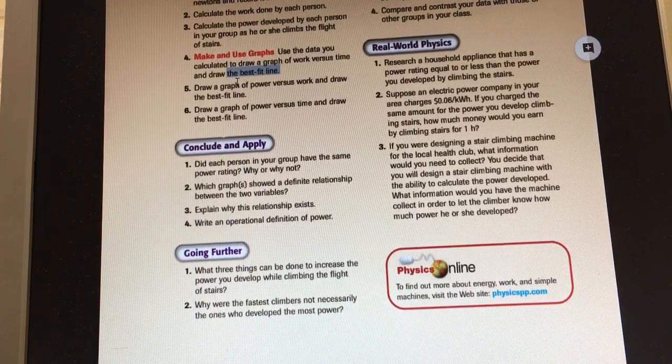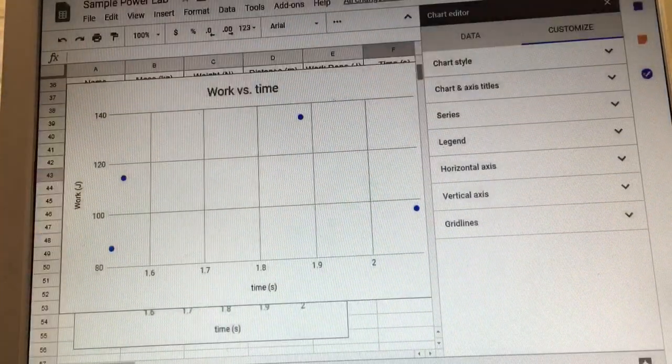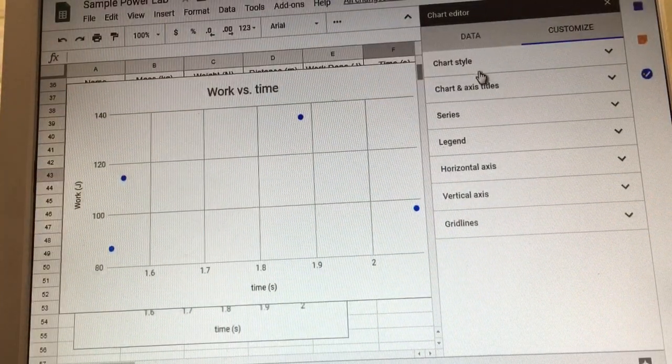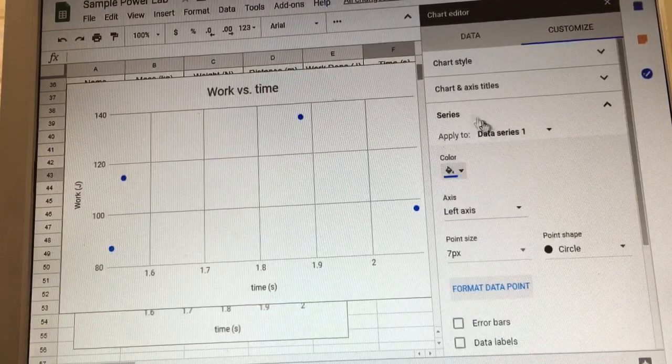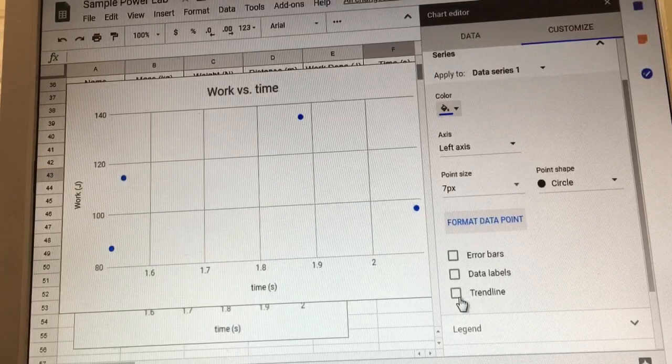Thanks, computer. So to do the best fit line, I'll go back over to my little chart, and back in here there are some options. This one's not so intuitive, so you have to know where to go. You may want to write this down. You click on series, and you scroll down, and there's nothing that says best fit line, but there is something that says trend line. It's the same thing. Trend line is a synonym for best fit line. They mean the same thing.